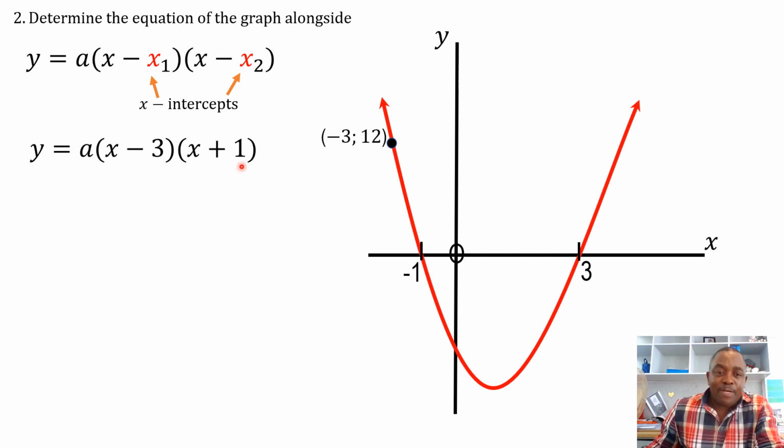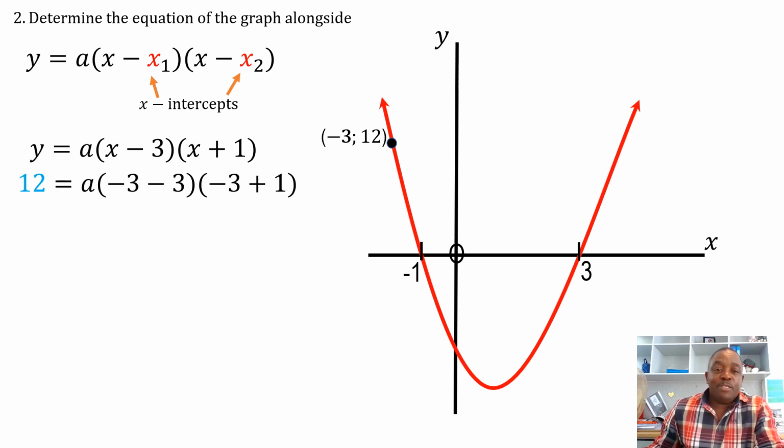Now have a look carefully that our standard form had x minus x2, and here we end up with x plus 1 because the x-intercept we're substituting is negative. That's why we ended up with an x plus 1 there. Always watch out for those silly errors that might come in during your calculations.